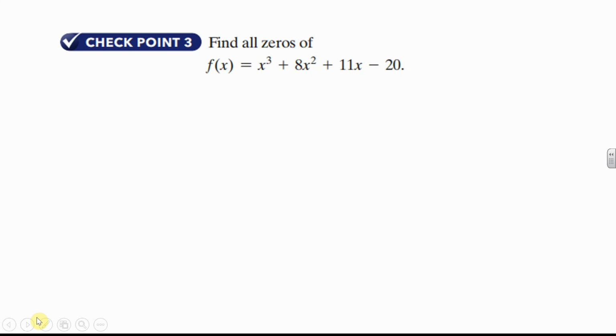All right. So here, find all zeros. Don't use synthetic division. Just list out all the possible factors using the rational zero test. I'm going to give you a second. I'm going to step out. I'll be right back.